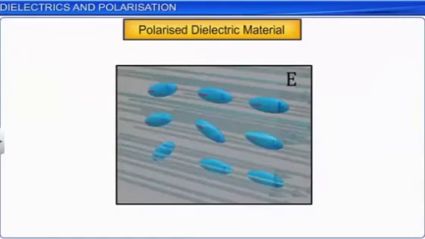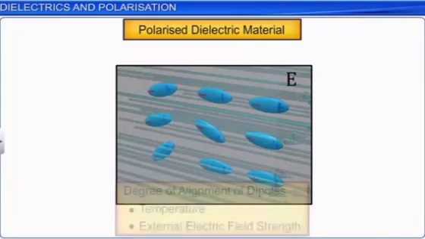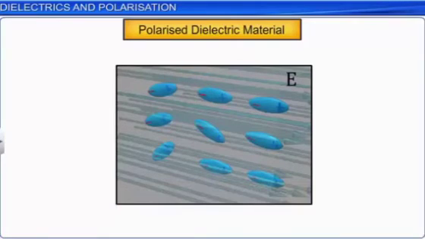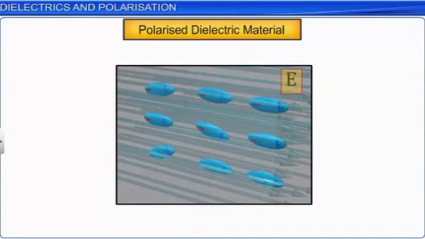Thus, the dielectric material with the polar molecules is said to be polarized. The degree of alignment of the dipoles with the external electric field direction depends on the temperature and also on the external electric field strength. In general, the alignment increases with increasing electric field strength and also with decreasing temperature.